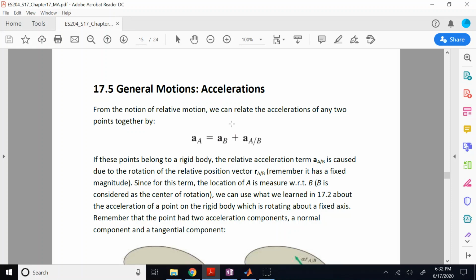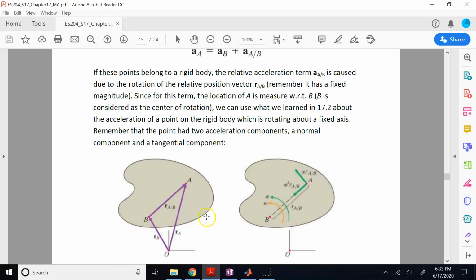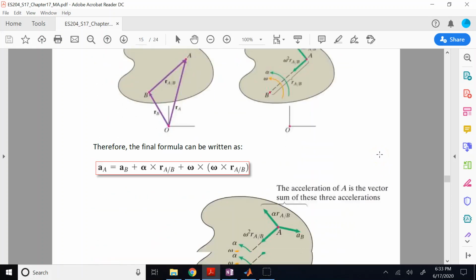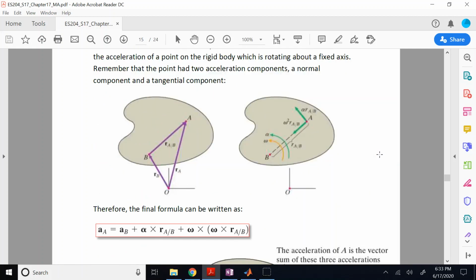Going to work on chapter 17.5. So what we do here is use the same method of derivation that we used in chapter 17.3, using which we related the velocity of two arbitrary points A and B on the rigid body together. We showed that the velocity of point A is velocity of B plus omega cross r of A with respect to B, correct? So exactly that's what we have done.